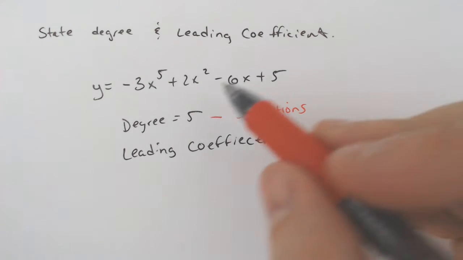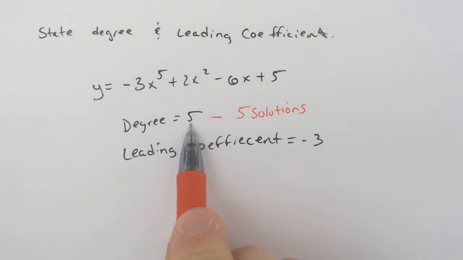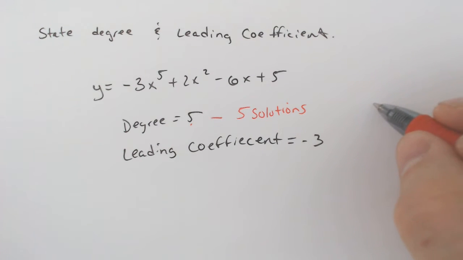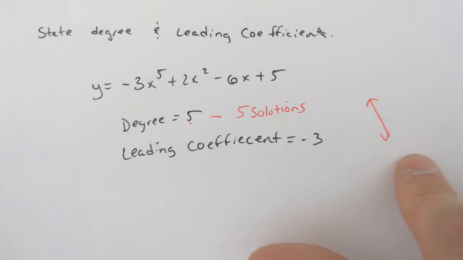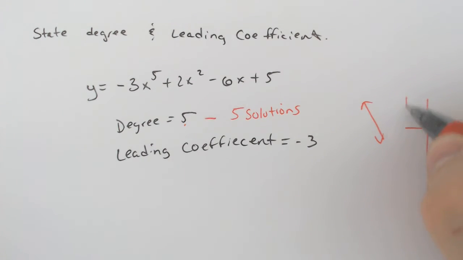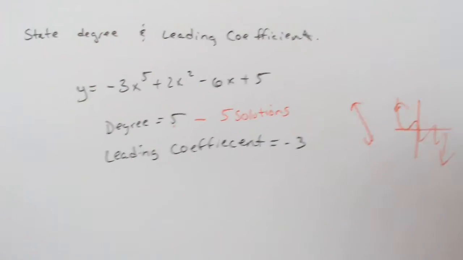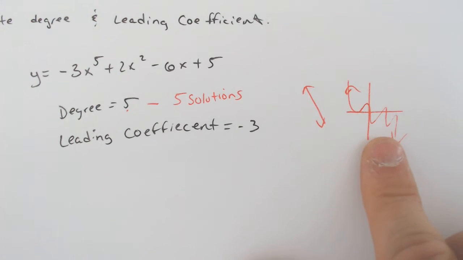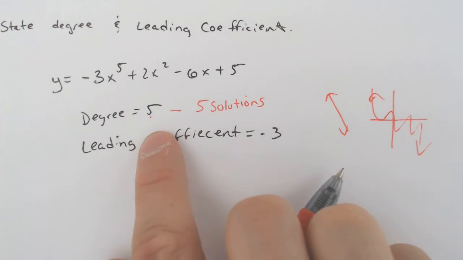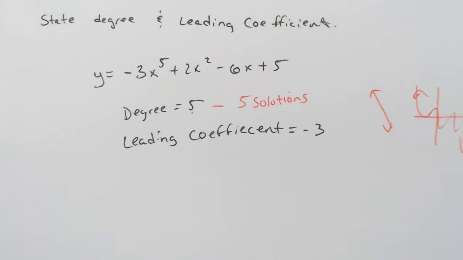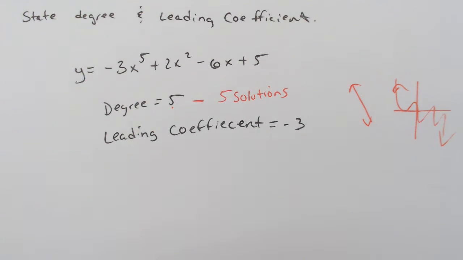So it should be behaving like a line with a degree of 5 and should be going down from left to right. We don't really know what's going to happen. It's going to do a lot of squiggles in the middle, but it's going to be going down from left to right because it has a degree of 5, odd number, and a leading coefficient of negative 3. So let's do another one.